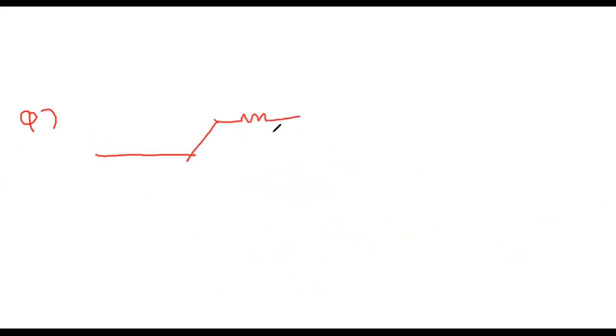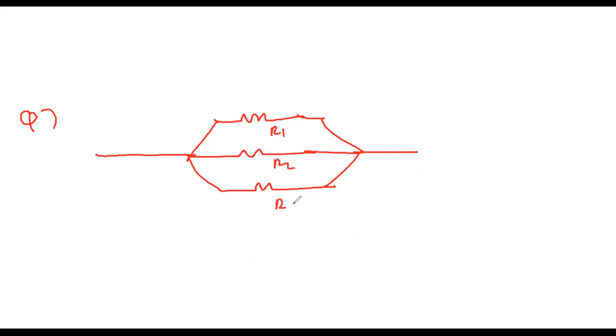One resistance, two resistance, three resistance. This is R1, R2, R3, current supply is 10. So suppose current I1, I2, I3 flows through R1, R2, R3. I want to find I1, I2, I3. What is constant throughout?